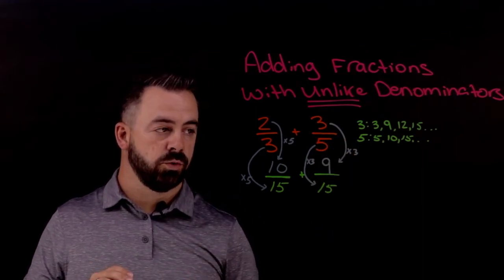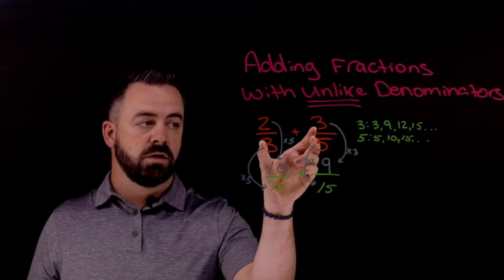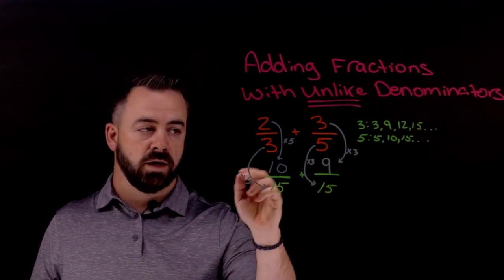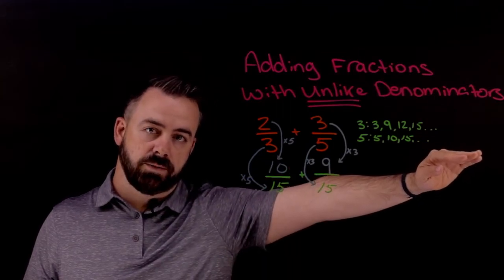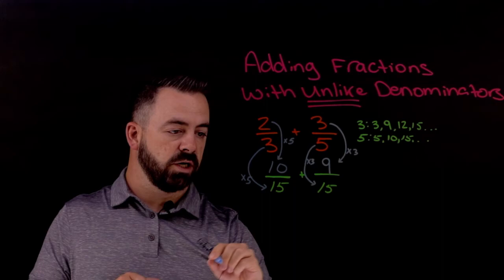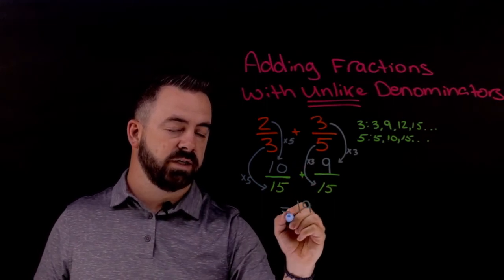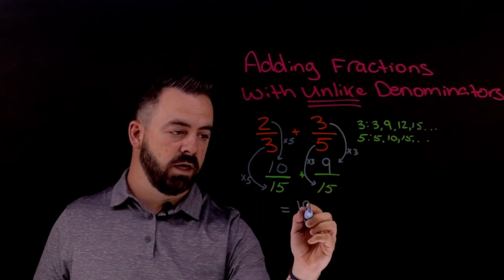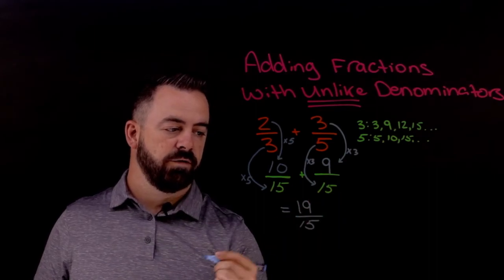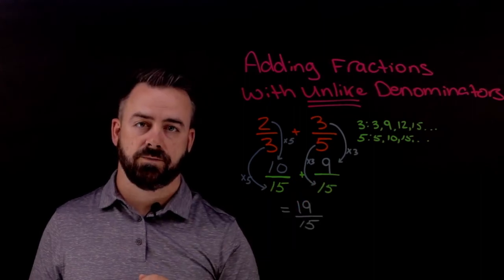Now what I want to do is I want to go back to my original statement. If the denominators were the same, I just add across the top. Well, my denominators are the same. So I'm going to add across the top. 10 plus 9 is 19, divided by 15. 19/15 is this answer.